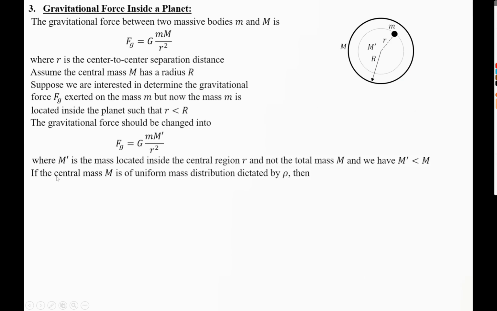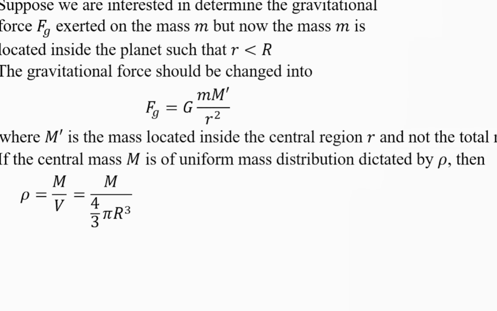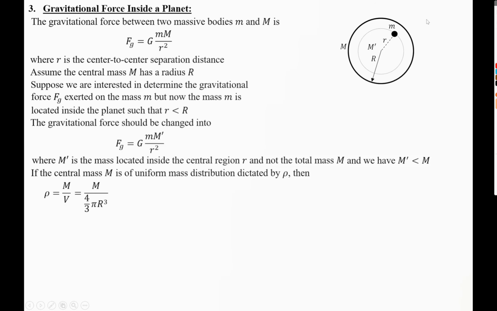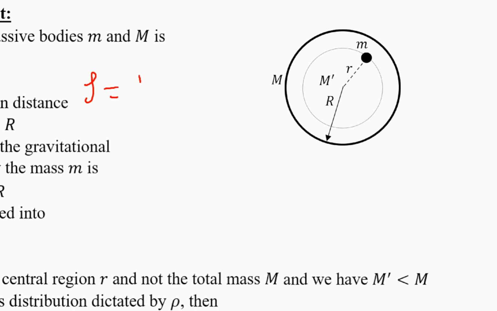Okay. If the central mass capital M is of uniform mass distribution dictated by rho, remember that rho is the density, then we can say that the density is capital M over V, which is the capital mass divided by the total volume. Here, if you look carefully, we are saying that the mass is uniformly distributed along the volume and it can be related to the density, then the density is mass over volume. So generally speaking, rho equals mass over volume.